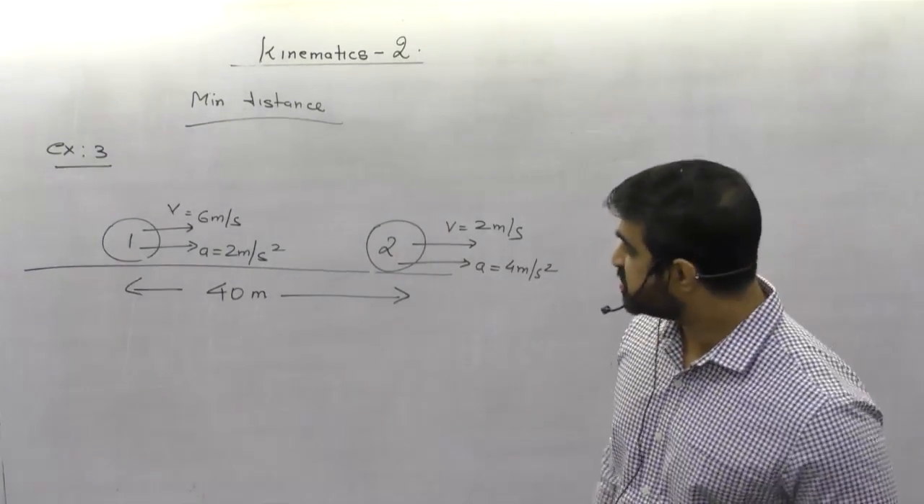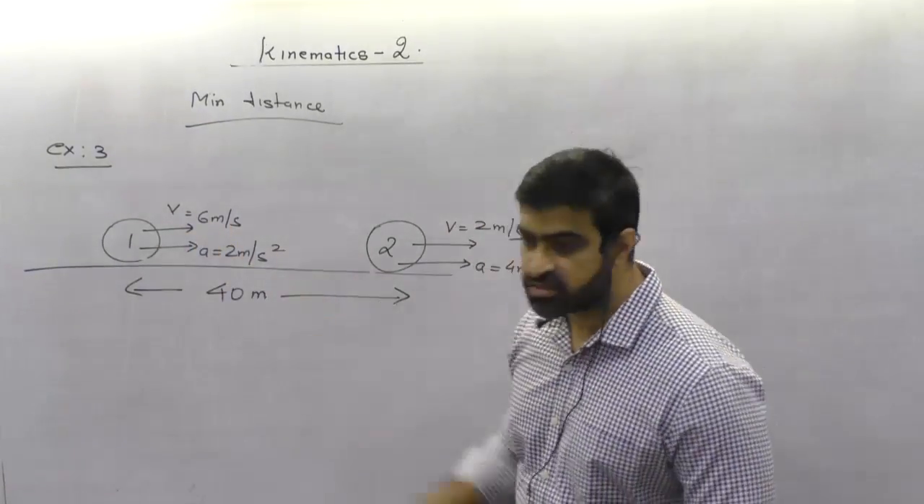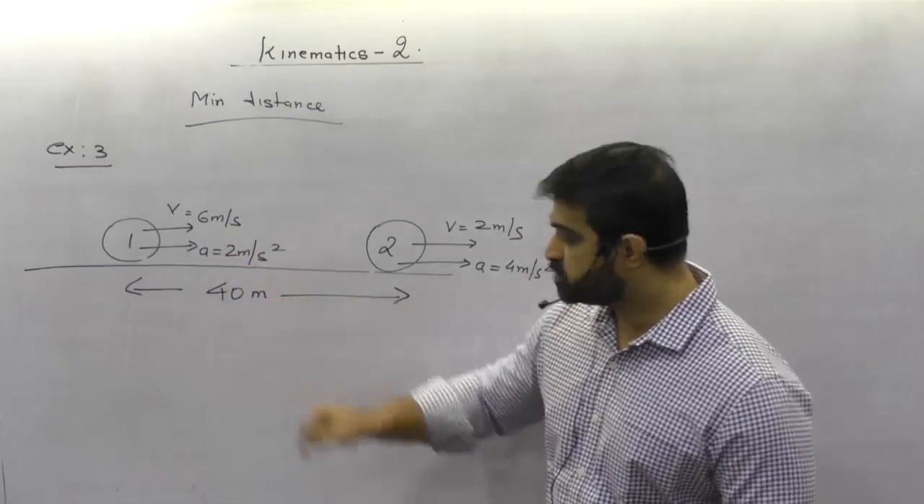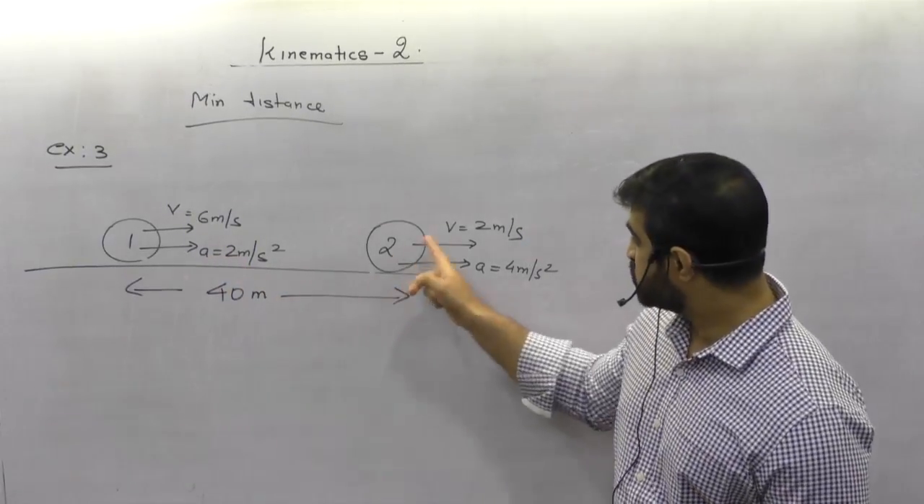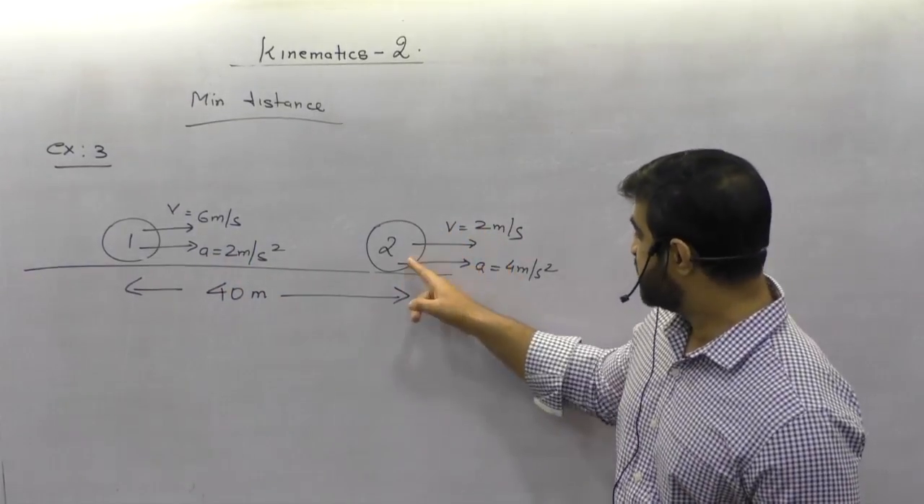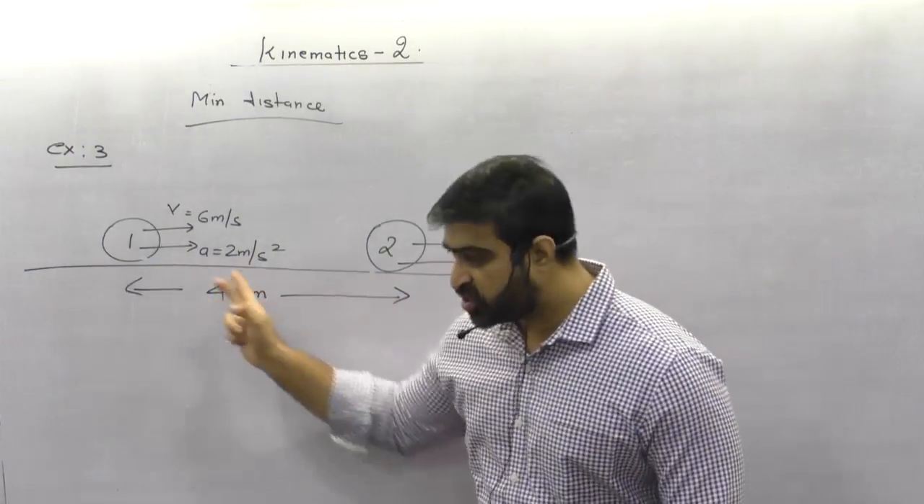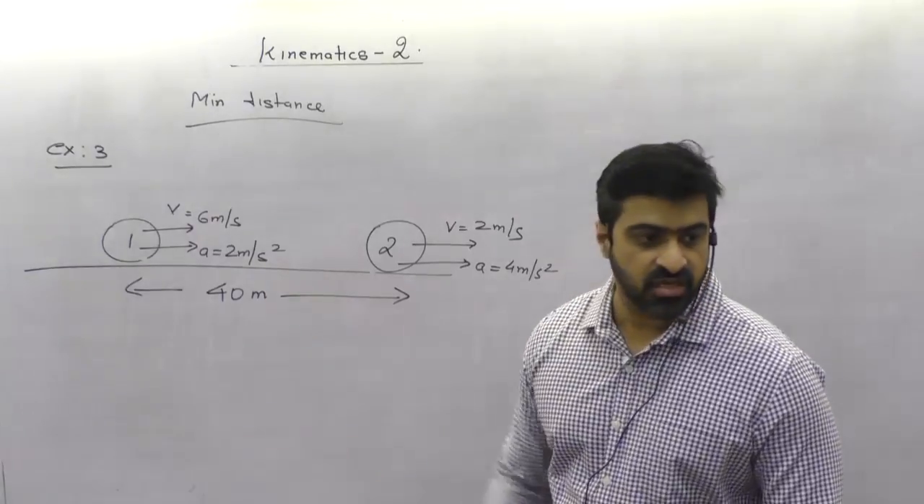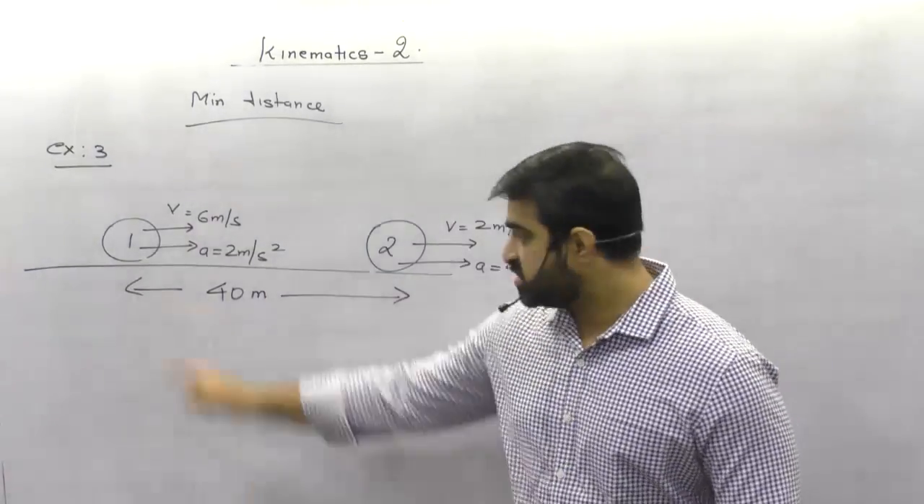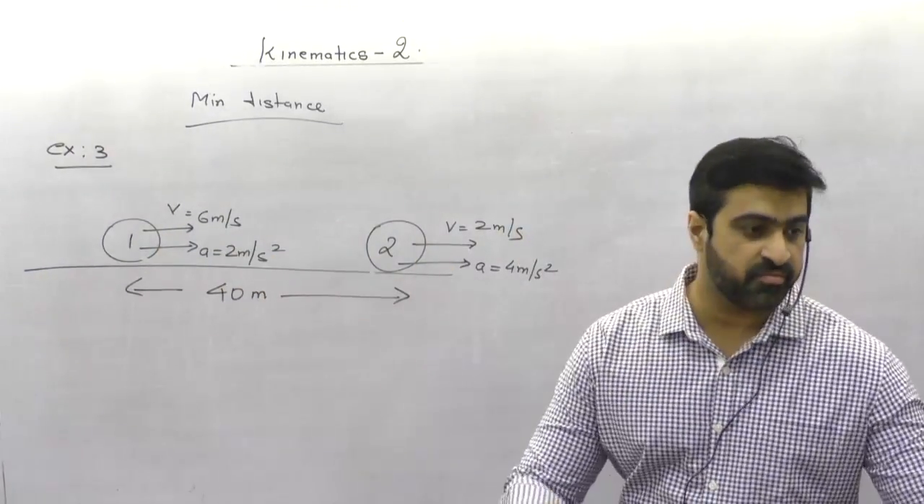Abhi aap log yahan par dekh sakte ho ki particle 1 is going at the speed of 6 and his acceleration is 2. Particle 2 is going with the speed of 2 and his acceleration is 4. And the distance between them is 40. Initial distance kitna hai? 40 hai. Kya kabhi bhi ye isko pakad payega? Kabhi bhi nahi pakad payega.